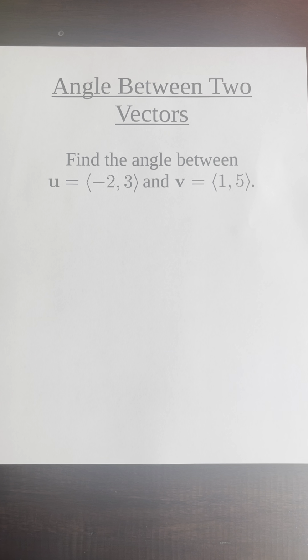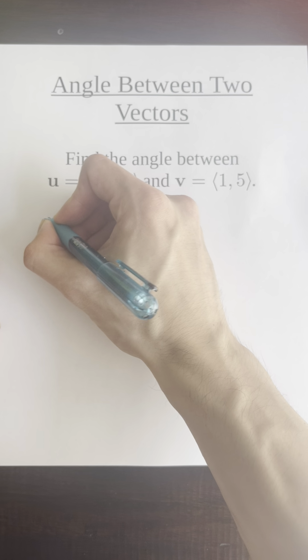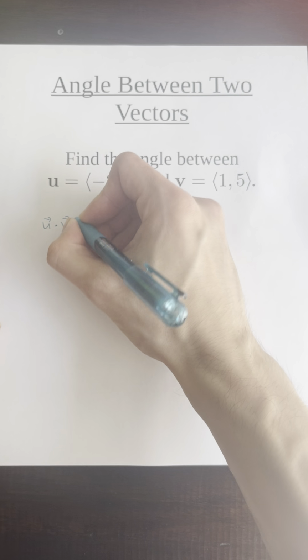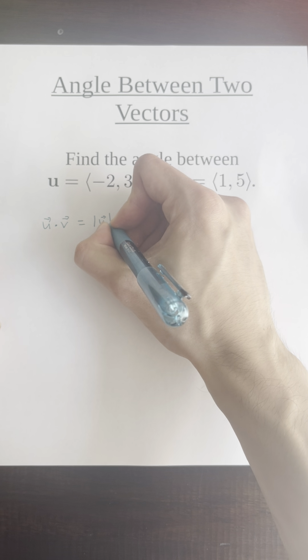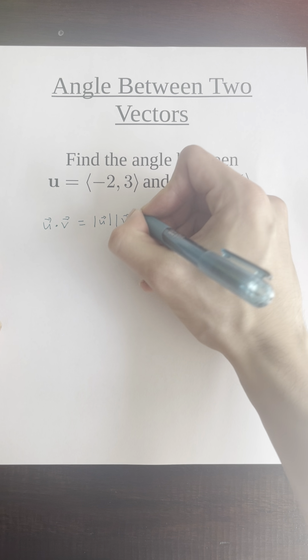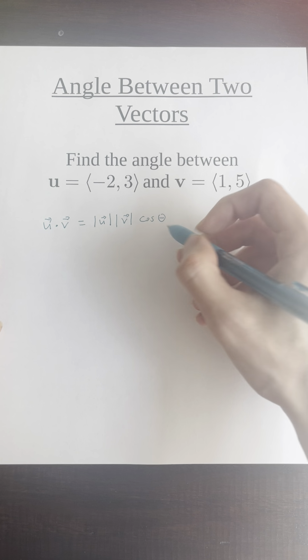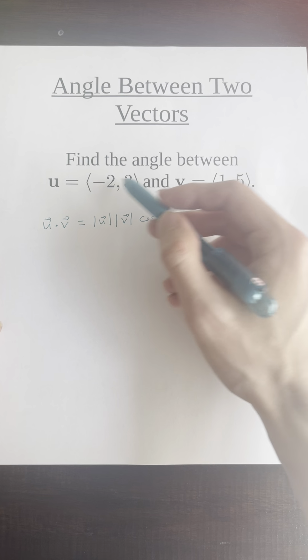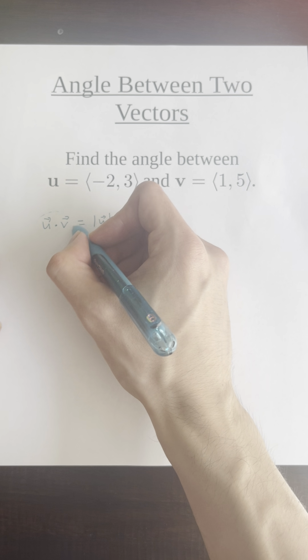To find the angle between two vectors, we can use the identity: dot product is equal to the magnitude of the first vector times the magnitude of the second vector times cosine theta, where theta is the angle between the two vectors. So how do we find the dot product?